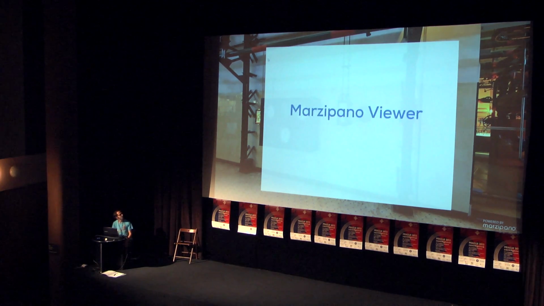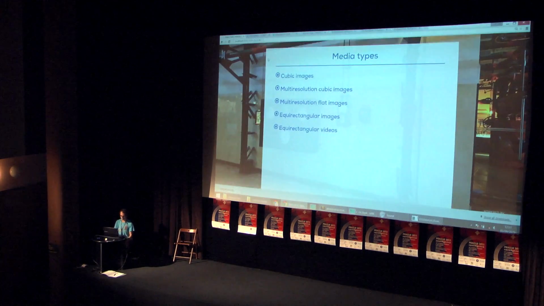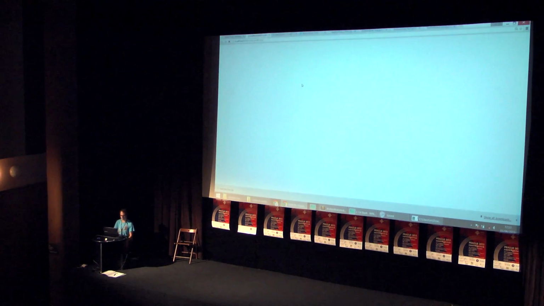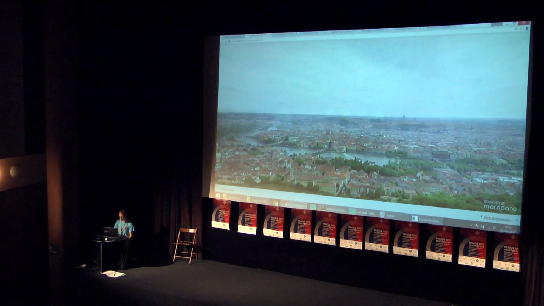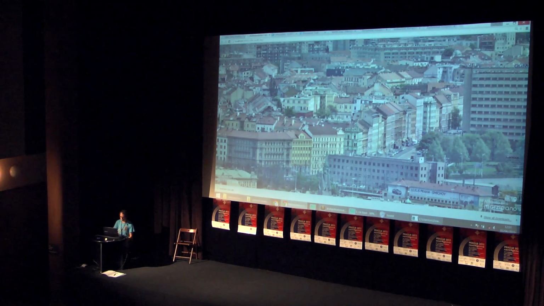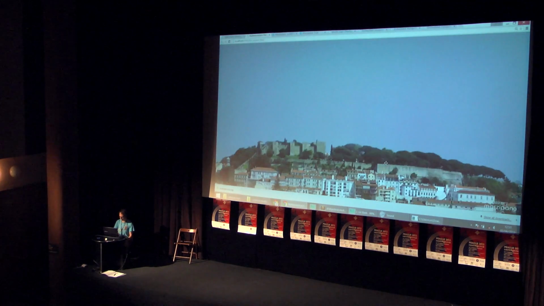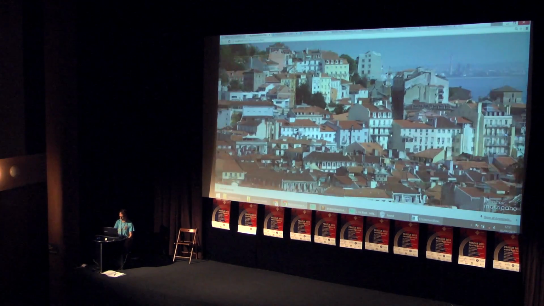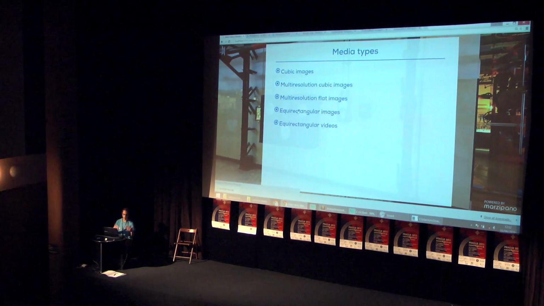Okay. So, the viewer supports different kinds of media. It supports cubic images, and multi-resolution cubic images. Here we have Jeffrey Martin's Gigapixel of Prague, which is quite appropriate. It also supports flat images, like gigapixels, this kind of thing I've all seen before. It can also show equirectangular images, so it can render them directly.